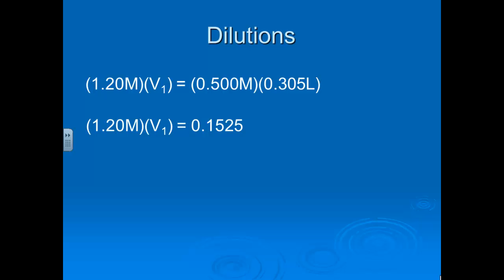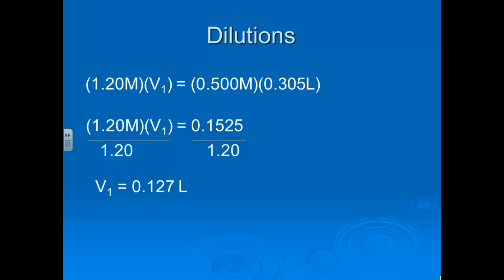Multiply on the right. Divide by what's on the left. 3 sig figs. Solve for V1. Our dilution equation has told me that I need to use 0.127 liters, in other words, 127 milliliters of stock solution.